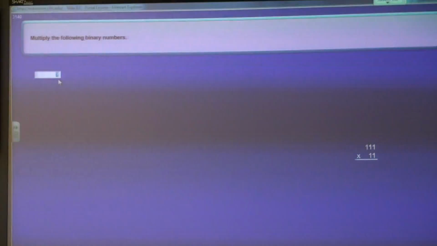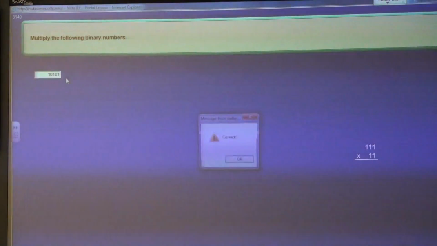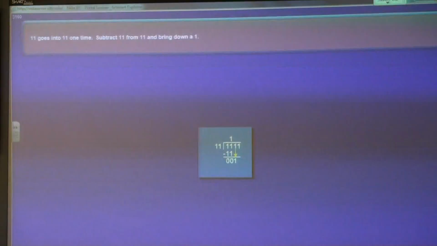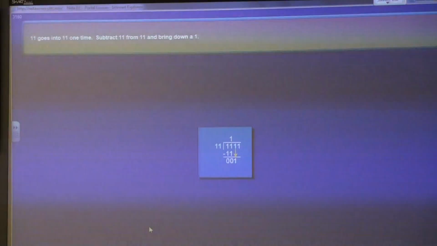If we click in the box. Okay. Division. Let's let our heads work. All right, it's showing us this, 11 into 111.